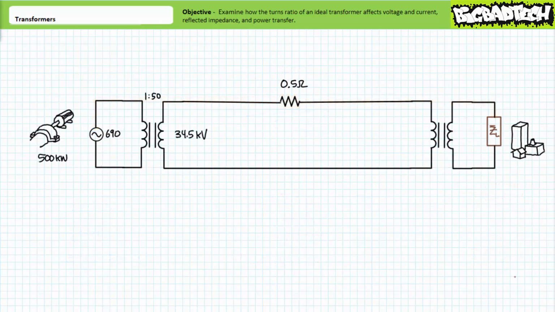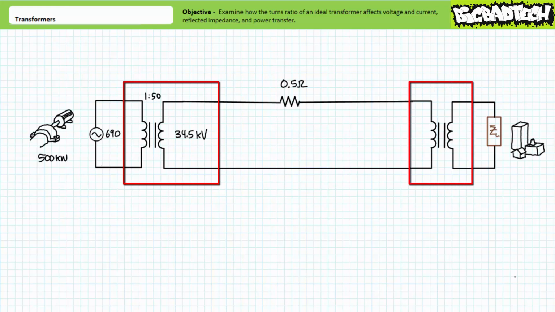A far better solution to this conundrum is to use two transformers, one at each end of the long transmission line. The first being the transmission transformer at the point of generation, which steps voltage up from 690 volts to 34.5 kilovolts, and the second being a distribution transformer at the point of use, which steps transmission voltage down to an appropriate level for delivery to industrial and residential users. We'll concern ourselves largely with the transmission transformer for this illustrated example.